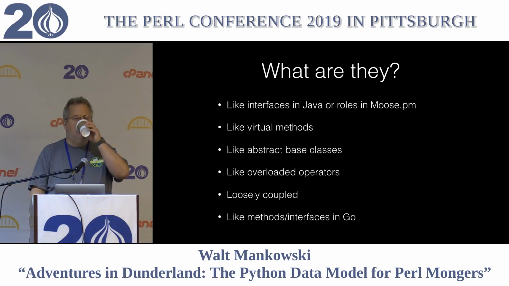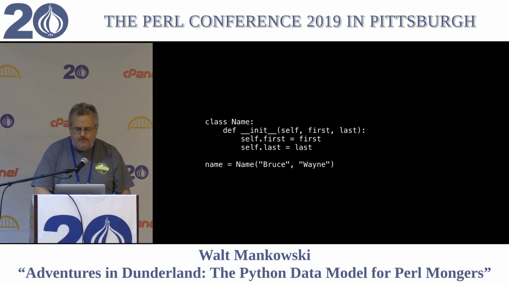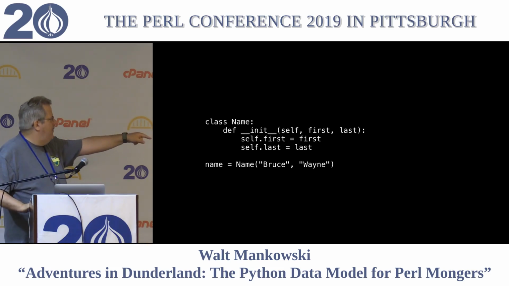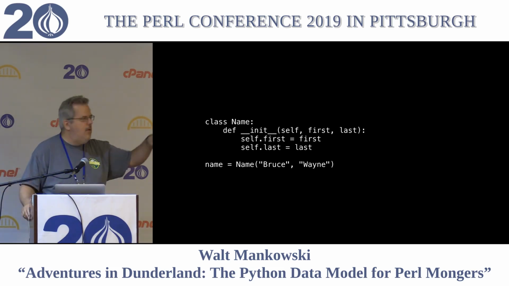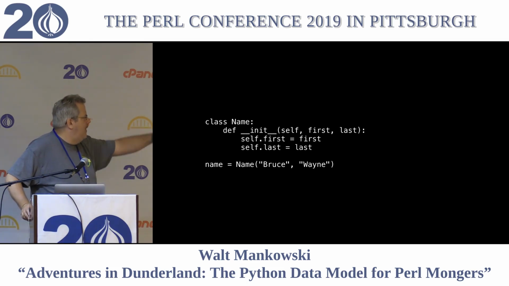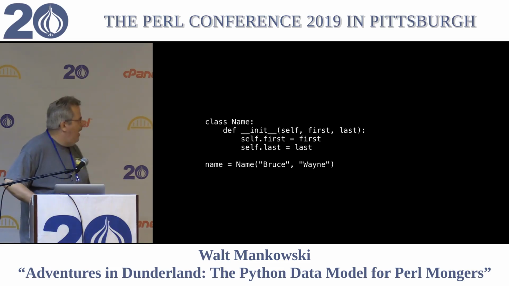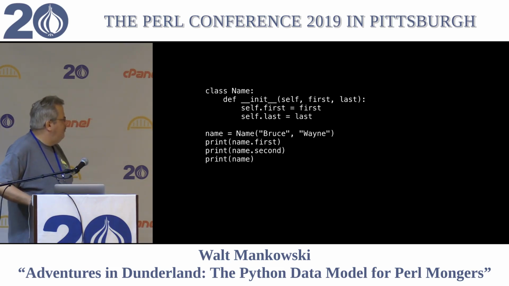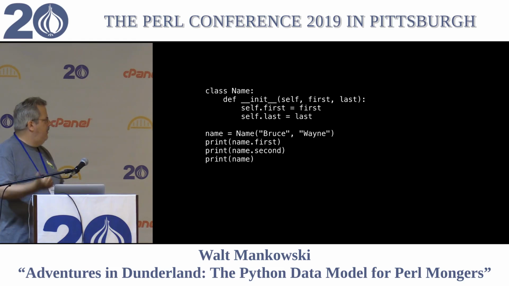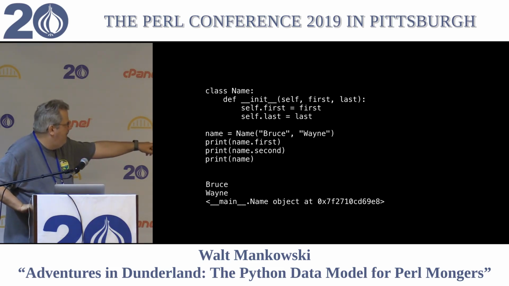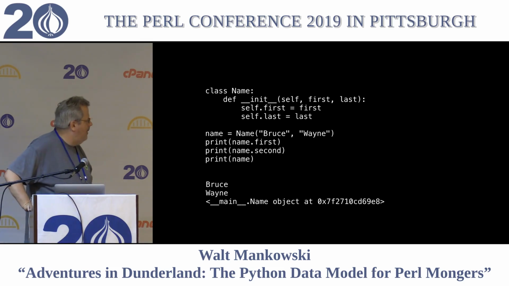So let's look at some examples. A simple example: here we have a name class. It has a first name and a last name. You always have to have self as the first parameter in Python. Then it has self, first, and last, setting self.first to first, and self.last to last. You construct it using something like that, and then if you print name.first, you should get Bruce. If you print name.last, you'll get Wayne. But if you try to just print name itself, you get this, something with a hex string there.